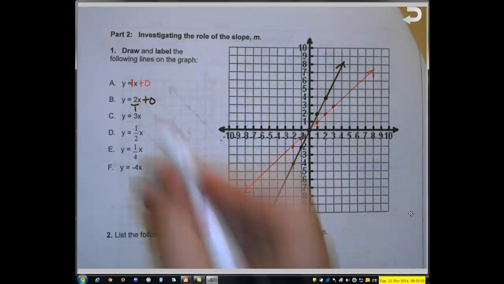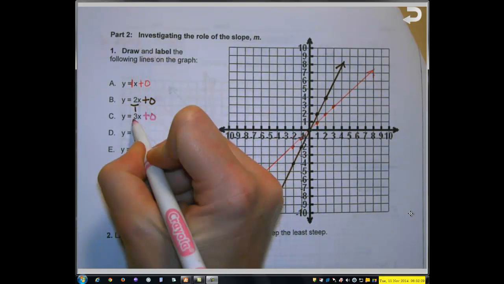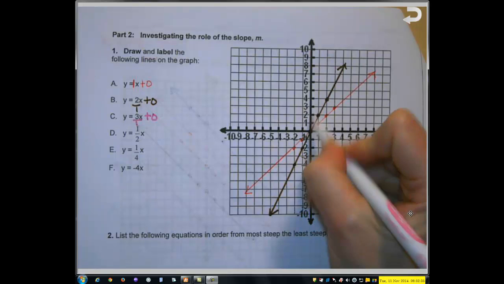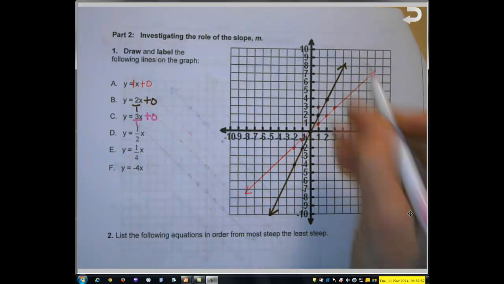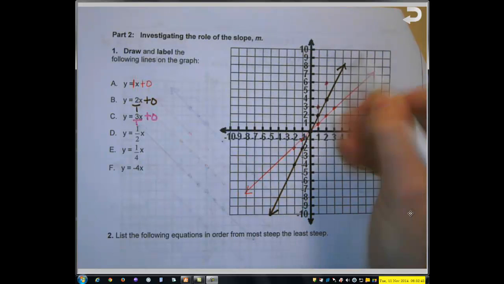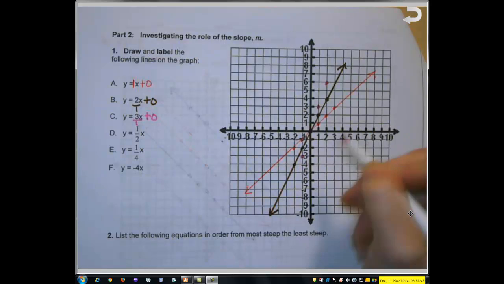Now we're going to keep our y-intercept at 0, but change our slope to 3. So the y-intercept is still 0, still starting here, but the slope is 3 over 1. So up 3 and right 1, and then down 3 and left 1.